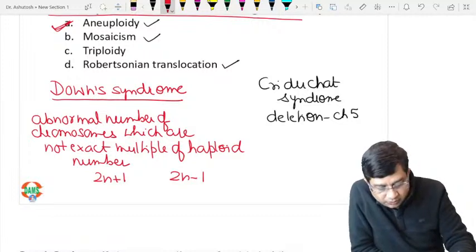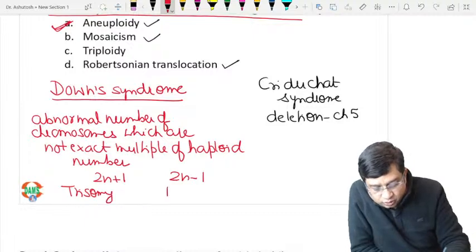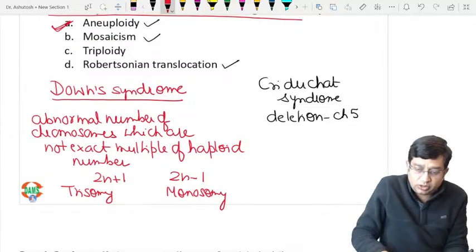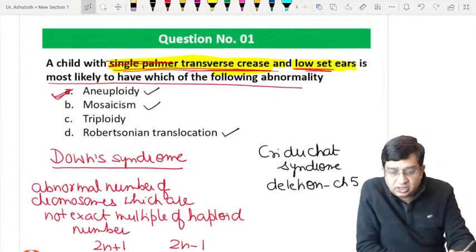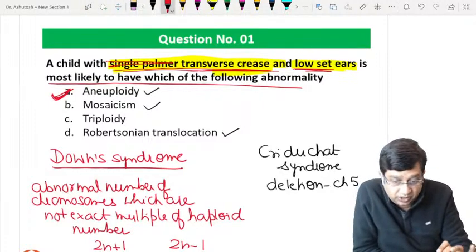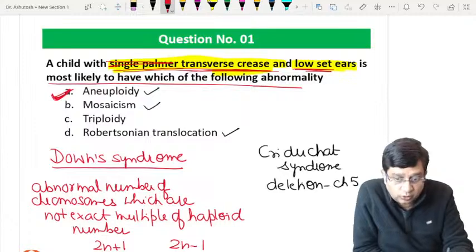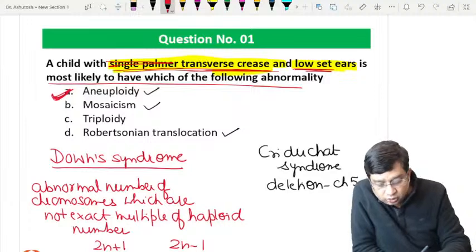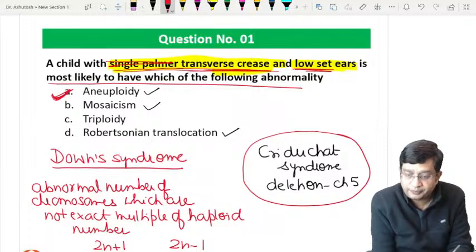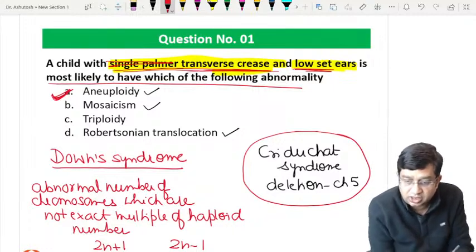right? So 2n plus 1 gives you trisomies, 47 chromosomes, 2n minus 1 gives you monosomies. So if this was particularly the question which was given, then your answer should be what? Aneuploid. Out of this, the most appropriate one I am taking. That is aneuploid, right? And deletion was not in the provided choices because these two features, single transverse palmar crease and low set ears, are particularly also seen there, right?